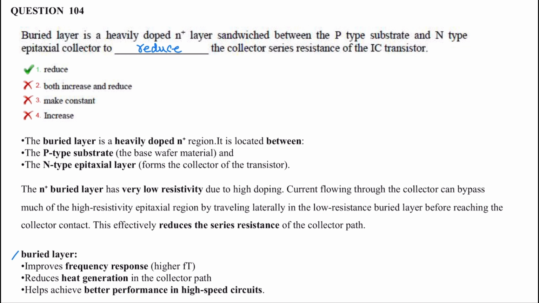Because of this buried layer, frequency response is improved. It reduces the heat generation in the collector path. It helps to achieve better performance in high speed circuits. Correct answer is option 1. The buried layer is a heavily doped N plus layer sandwiched between P type substrate and N type epitaxial collector to reduce the collector series resistance of IC transistor.